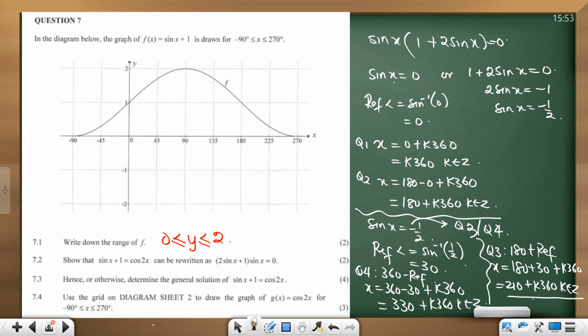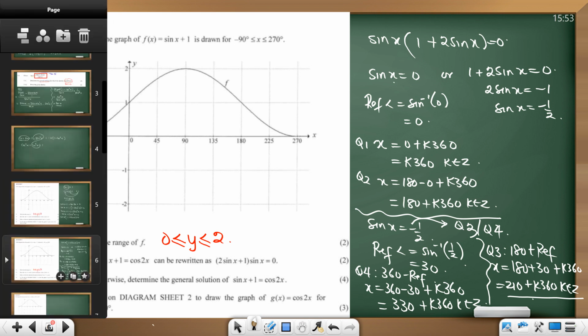All right, so calculators now. What do we have? Mode, table. Let's do that very, very fast, from negative 90 to 270.